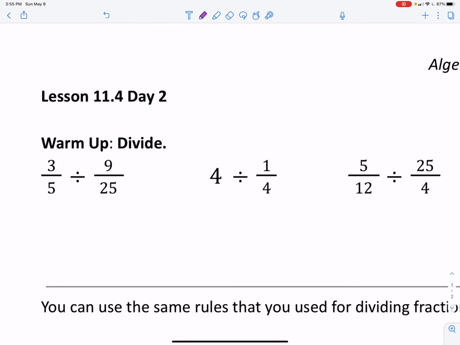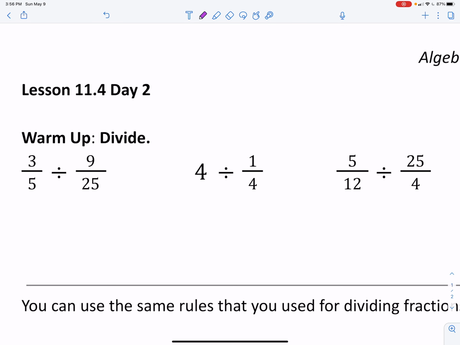As a quick warm-up, why don't we take some time and do these three fractions real quick. I don't think we'll need more than a minute here to divide these fractions.